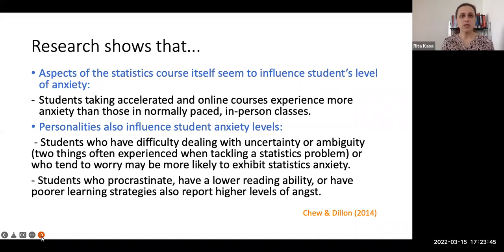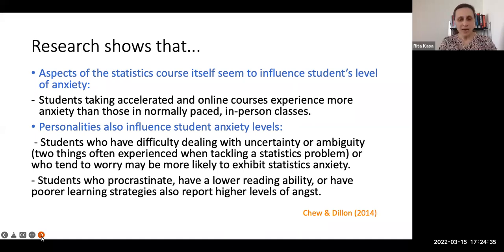A review of research focusing specifically on anxiety among students who study statistics indicates that there are two sets of factors that influence how students perceive statistics, what their level of anxiety is. One has to do with the aspects of the statistics course itself, and another one has to do with the personality of the student. When we talk about the aspects of the statistics course itself, what research shows is that students taking accelerated and online courses experience more anxiety than those in normally paced in-person classes.